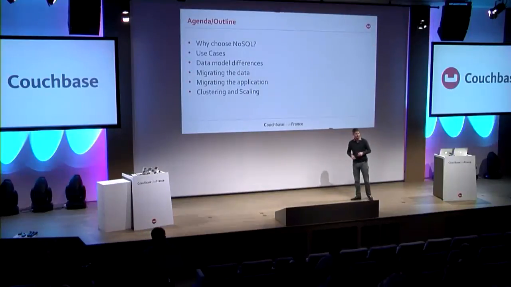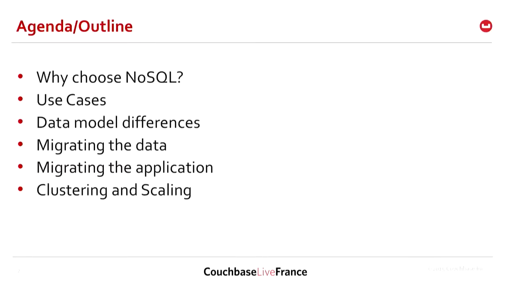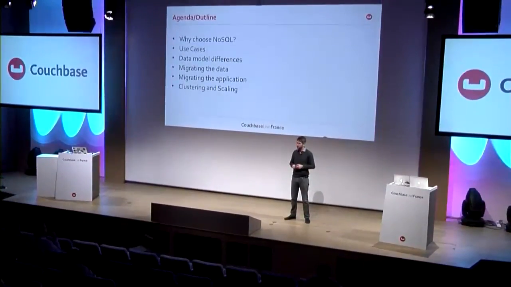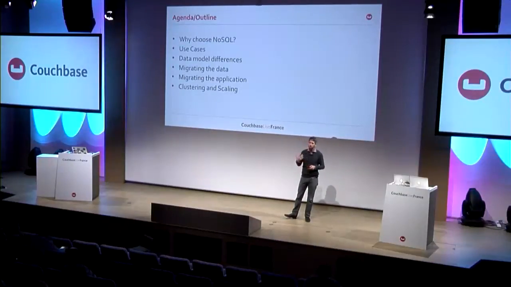So just a quick pass through the agenda. First, talk about why we are having this conversation at all. Talk about some of the specific use cases. Really focus on the data model differences, which is the biggest challenge when moving from relational to non-relational. Talk about some strategies for moving the data itself when you have to. Talk about what it means to move the application and some of the challenges to deal with there, and then touch on some of the clustering and scaling, similar to what you just saw with Francois.